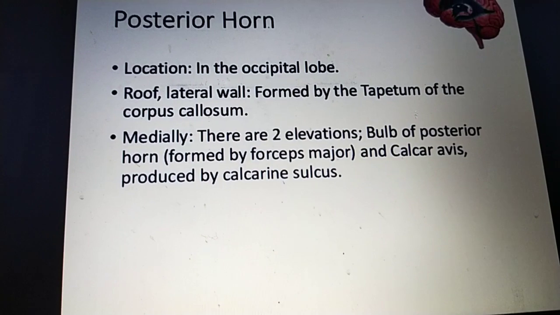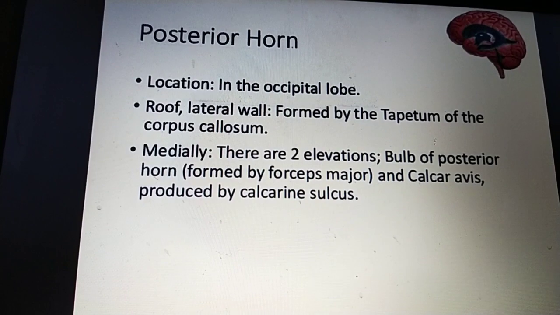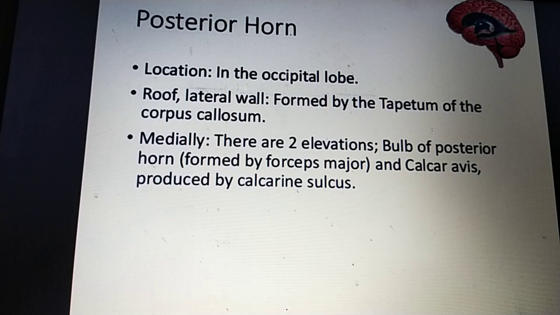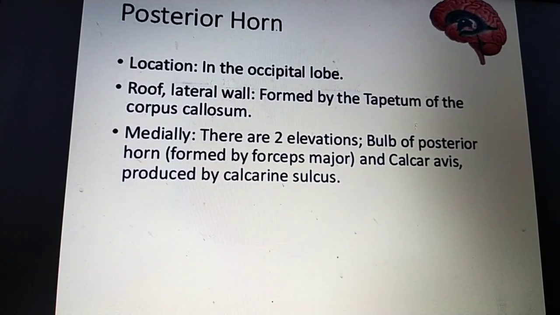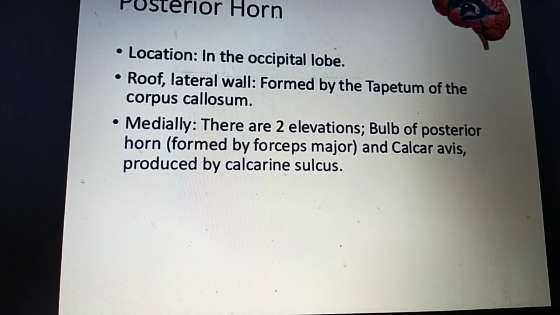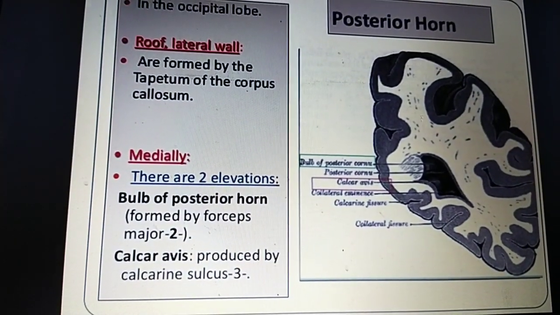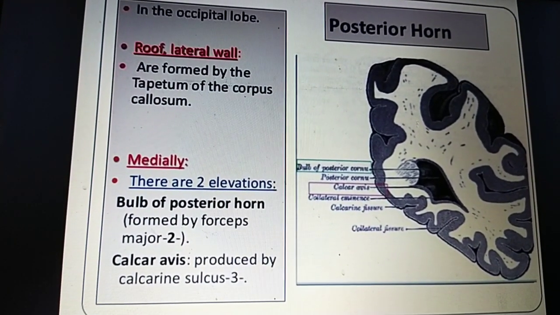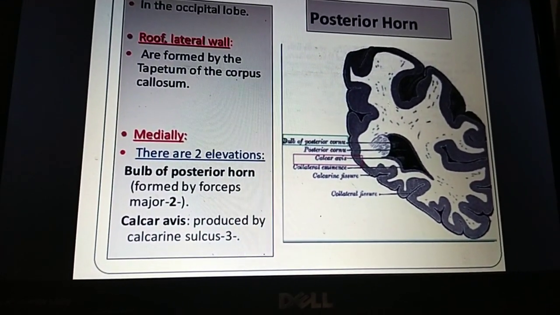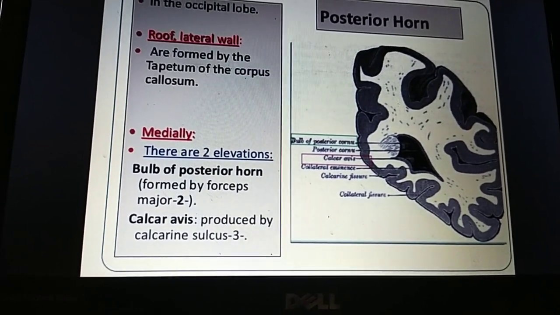Then posterior horn, located in the occipital lobe. Roof and lateral wall formed by the tapetum of the corpus callosum. Medially, there are two elevations: bulb of the posterior horn formed by the forceps major, and calcar avis produced by the calcarine sulcus.